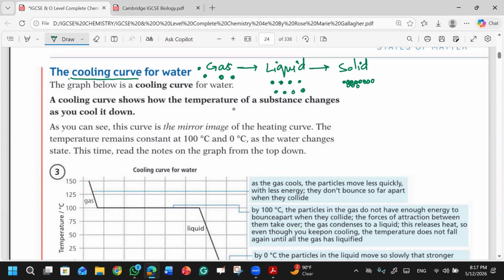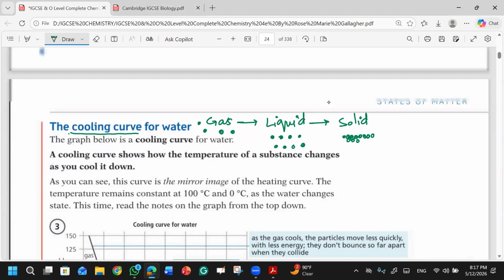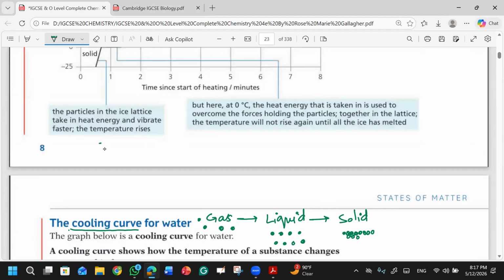So what will happen? What we discussed in the heating curve was that you had a solid, and by increasing the temperature, you were breaking the intermolecular forces, right? Now what is needed in the opposite? You need to form them.